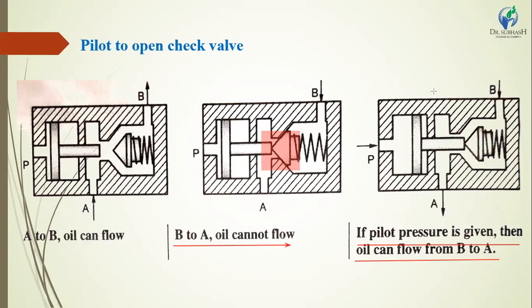Here drawing 3 is the valve operated by the pilot pressure. If you give pressure from this side, meaning you give pressure to this pilot, the conical poppet and pilot close the way of exit. At this time the oil cannot pass from B to A. This is called a pilot to open check valve.